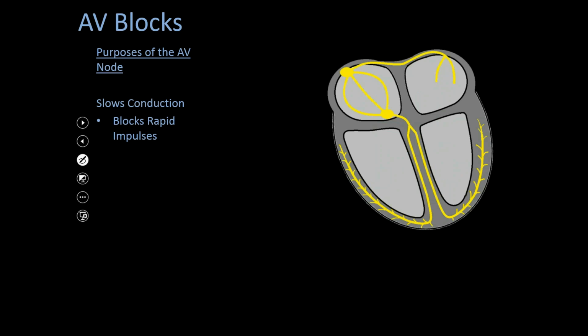So another purpose of the AV node is to block rapid impulses. Now, what do I mean by rapid impulses? Well, what rhythms have you learned that have rapid atrial rates? Let's just talk about atrial fibrillation. In atrial fibrillation, the atrial rate could be greater than 350 beats per minute, so very fast.